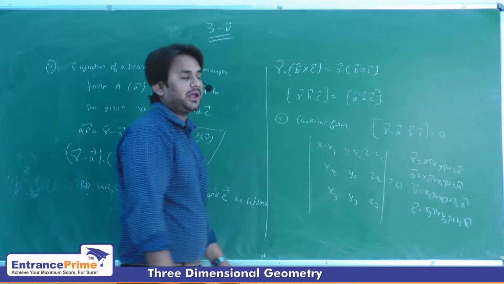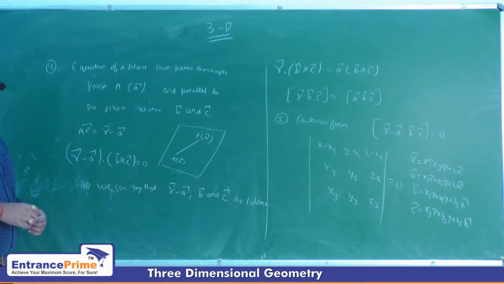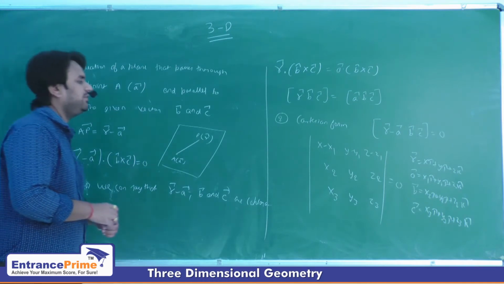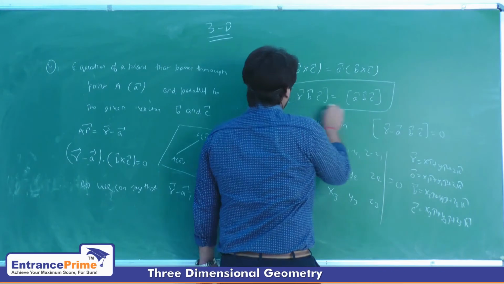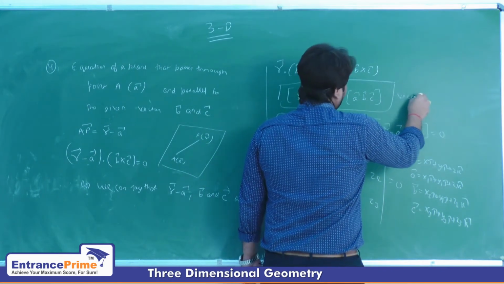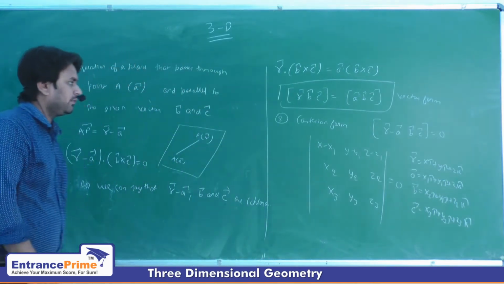So these are the two forms of the equation of a plane that passes through point A and parallel to the given vector B vector and C vector. So this is your vector form. This is your vector form. And Cartesian form is this one. Okay, note it down.